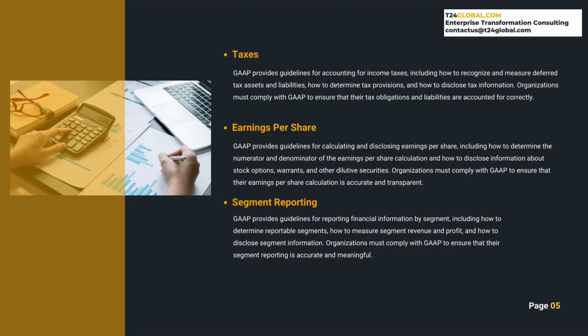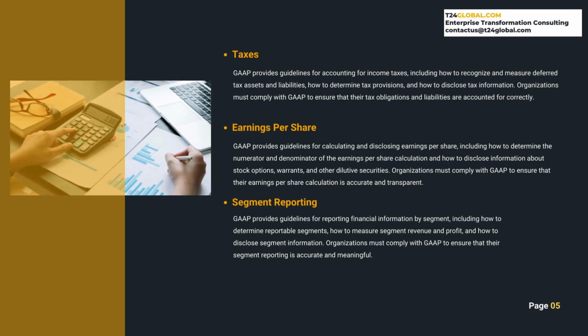8. Taxes. GAAP provides guidelines for accounting for income taxes, including how to recognize and measure deferred tax assets and liabilities, how to determine tax provisions, and how to disclose tax information. Organizations must comply with GAAP to ensure that their tax obligations and liabilities are accounted for correctly.